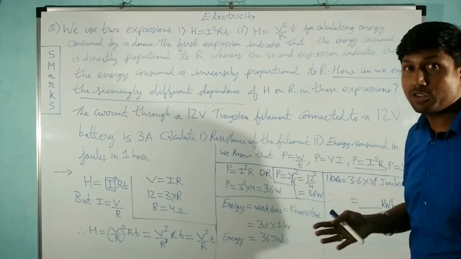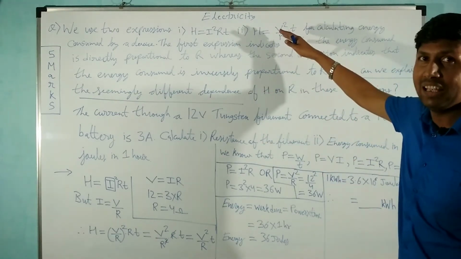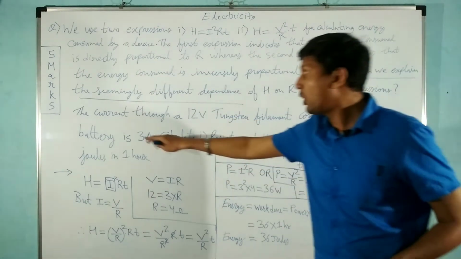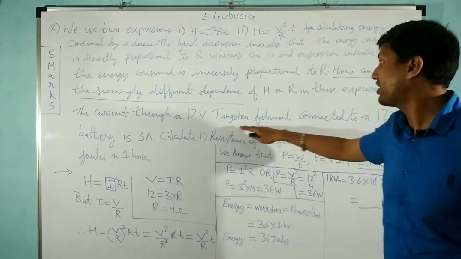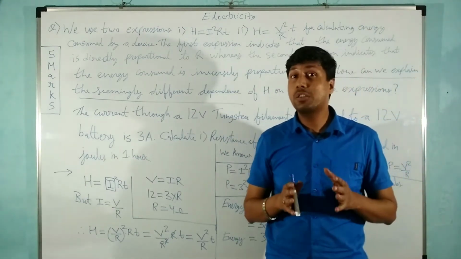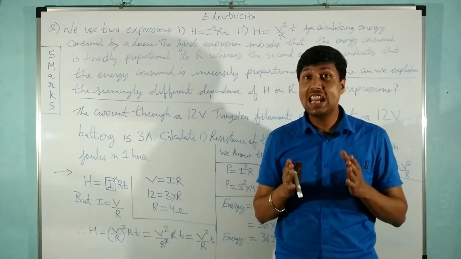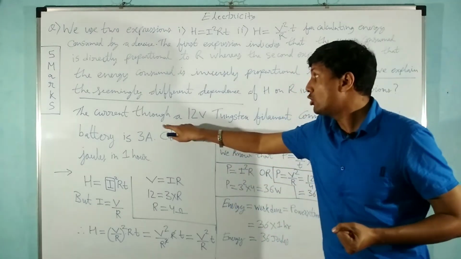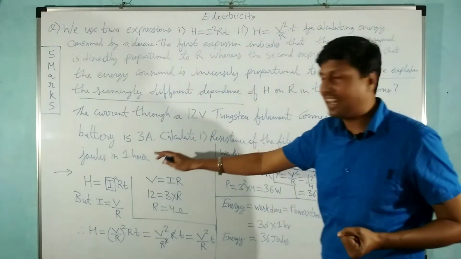Now, there is another question attached to this because it is a 5-mark question. This first part will be for 3 marks, and the rest of it, these two lines, are for 2 marks. So what was it? The current through a 12-volt tungsten filament. Tungsten filament, if you remember, dear friends, what is the melting point of tungsten? This question can be asked for 1 mark. That is 3380 degrees Celsius. Keep it in mind.